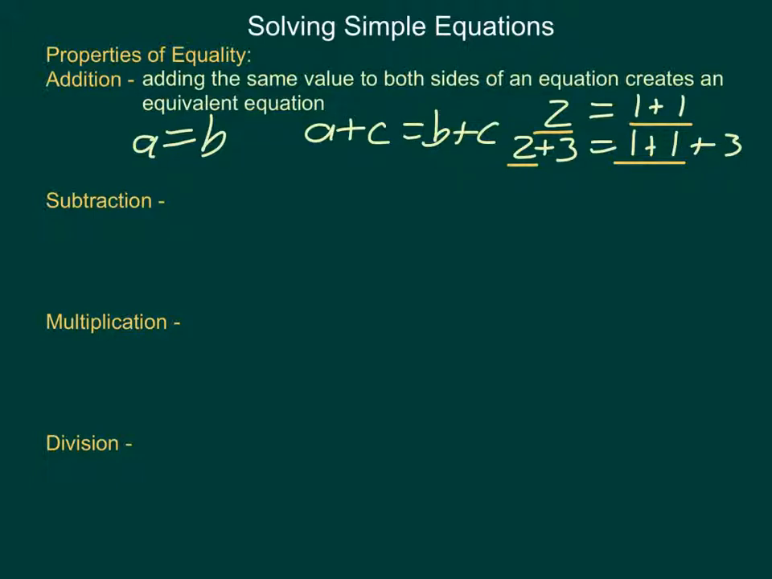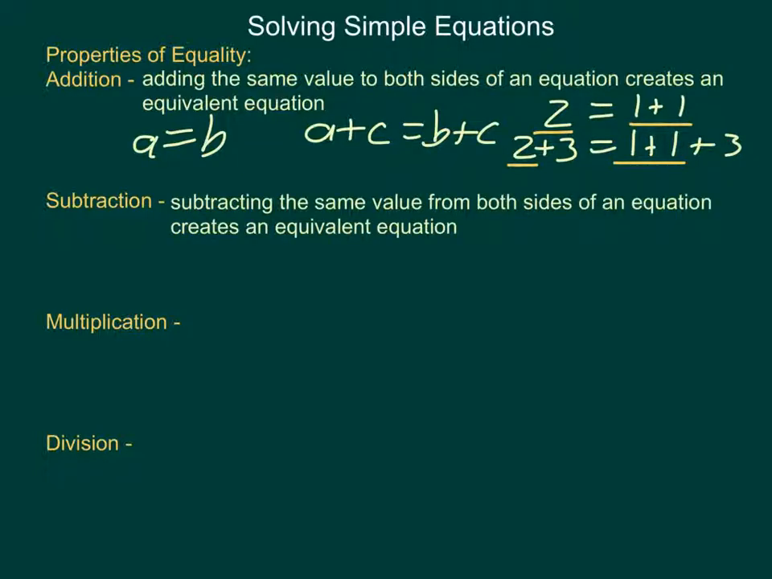Next, subtraction property of equality. The subtraction property of equality states subtracting the same value from both sides of an equation creates an equivalent equation. Again, using the same reasoning that we had before, if A is equal to B, then A minus C is equal to B minus C. And we could take this into subtraction on the same numerical example we had before.